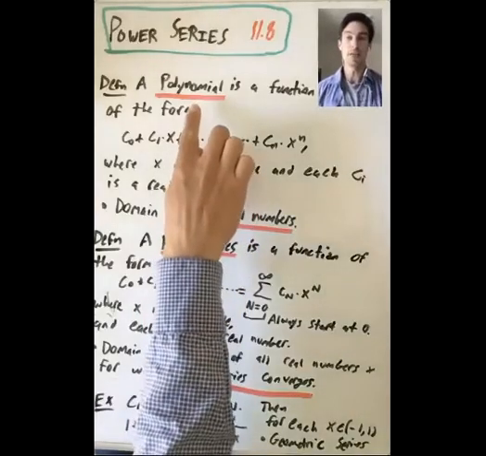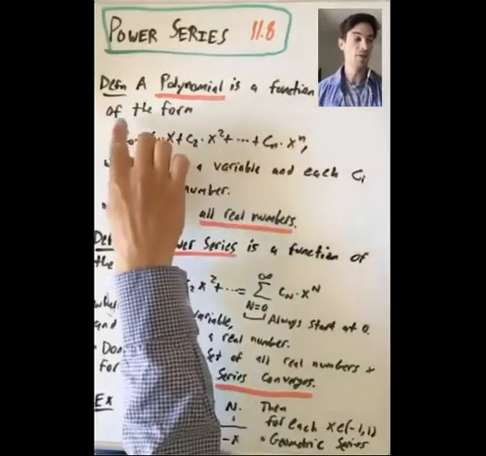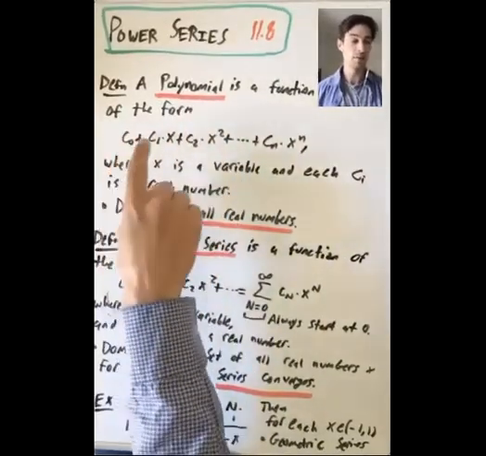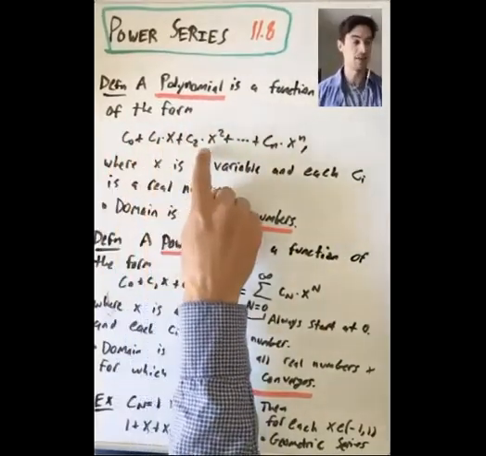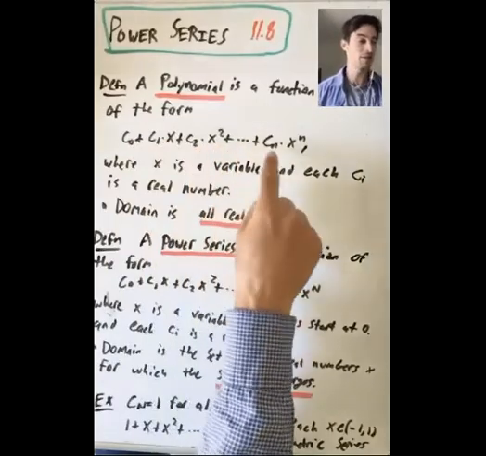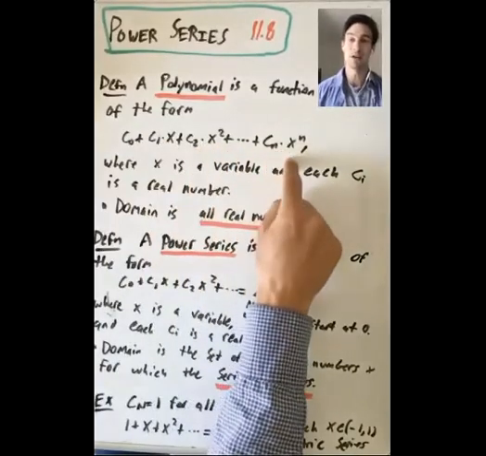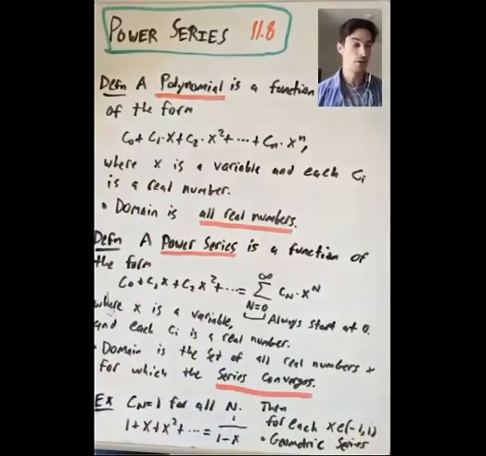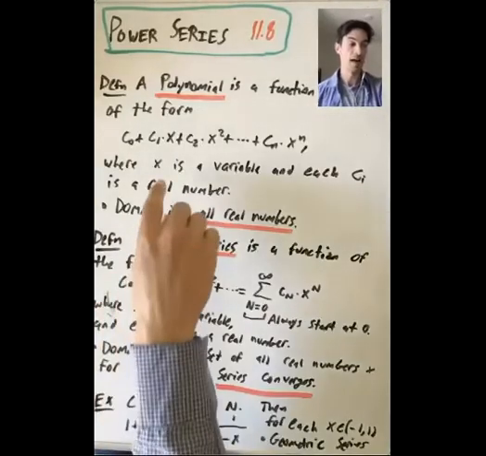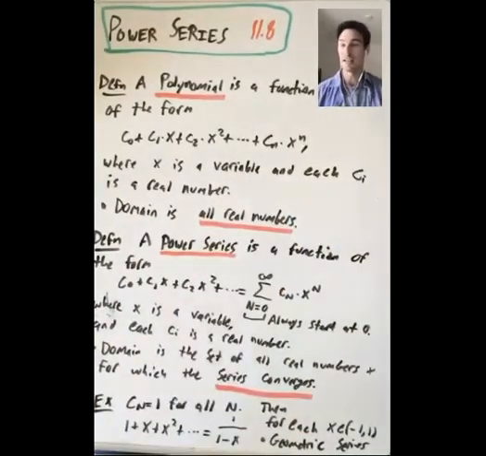A polynomial is a function of the form some real number plus some real number times x plus some real number times x squared plus some real number times x to the n. So there's finitely many terms, and each term is some real number times x to some power. So x is a variable. That's the thing that we're putting in. That's the variable that we're going to evaluate. And each ci is just some real number.